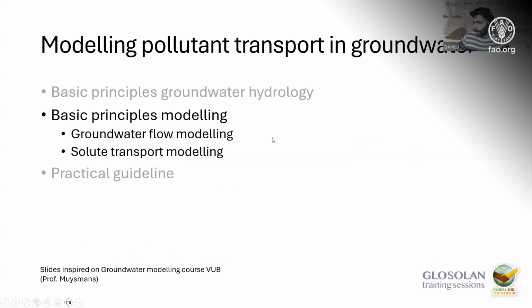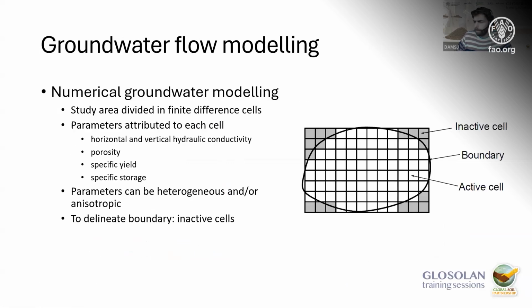So the groundwater flow modeling, how is that generally done? I will describe mainly the numerical groundwater models. There are also analytical models, and they are also often used, but in most cases, numerical models have higher capabilities of describing your system in more detail. So what you do is you divide your study area into grid cells. And for every grid cell in the model domain, you provide the parameters that describe your hydrogeological system.